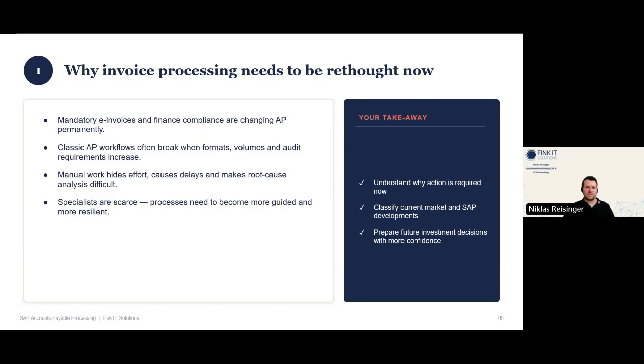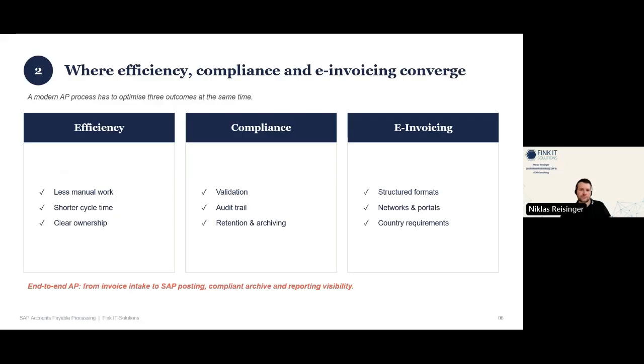So different times need a different solution. So we will start with our solutions for your problems. Yes, where efficiency, compliance, and e-invoicing converge, a modern AP process needs to optimize 3 outcomes that are also congruent with each other. So still efficiency, less manual work, shorter cycle times, clear ownership, something that you need to stay on top. And also you have those new pillars like compliance and e-invoicing.